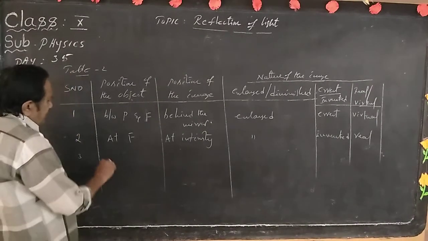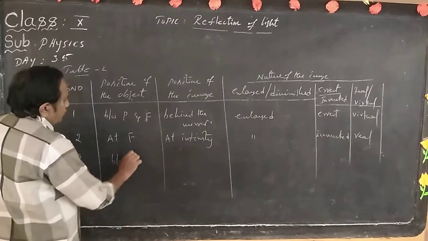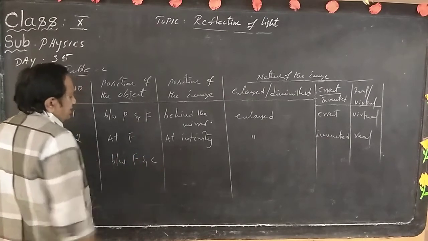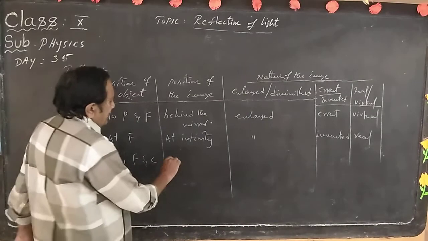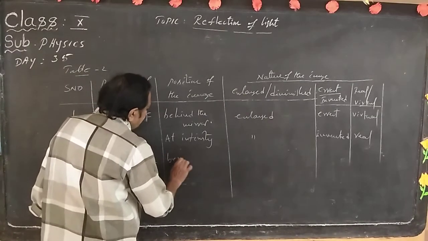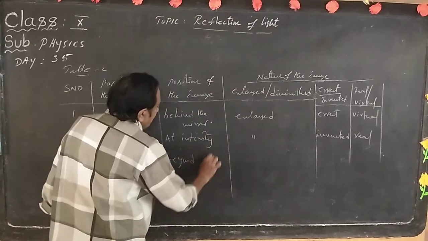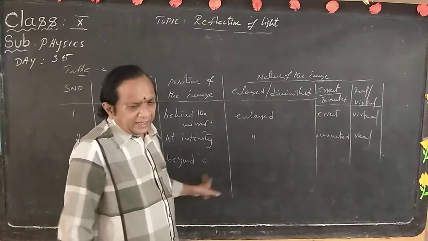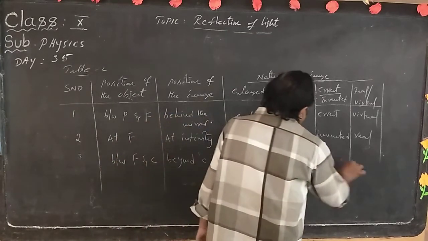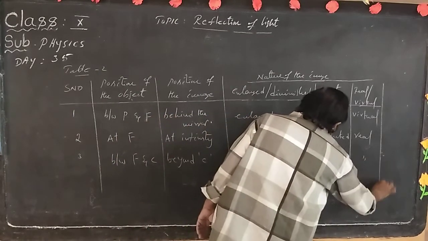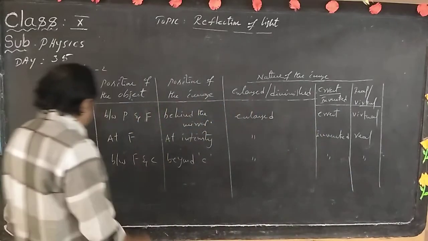Next, the object is placed between focus and center of curvature. F and C, F and C meaning focus and center of curvature. The image is formed beyond the center of curvature. C means center of curvature. Here also an enlarged image is formed. It is also inverted and real in nature. A real inverted image is formed.